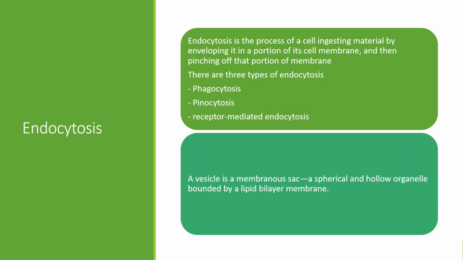So we'll start with endocytosis. So this is how we ingest material by bringing it into the cell. There's 3 different types of endocytosis that we're going to talk about. We're going to talk about phagocytosis, pinocytosis, and receptor-mediated endocytosis. And again, a vesicle is a membranous sac. It is spherical and hollow. It's a spherical hollow organelle that's bound by or covered in lipid bilayer membrane.